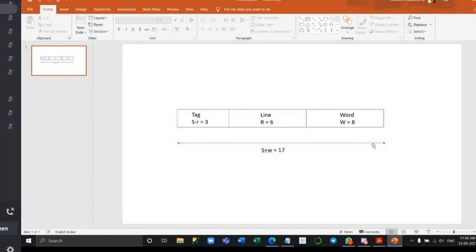Okay. So out of 17 bits, you have already obtained that line occupies 6 bits, word occupies 8 bits. So total 14 bits are already occupied. The remnant that is there, which is 17 minus 14, those 3 bits will be required by the tag for its purpose. Right. This is how we determine the entire tag, line, and word bit size.